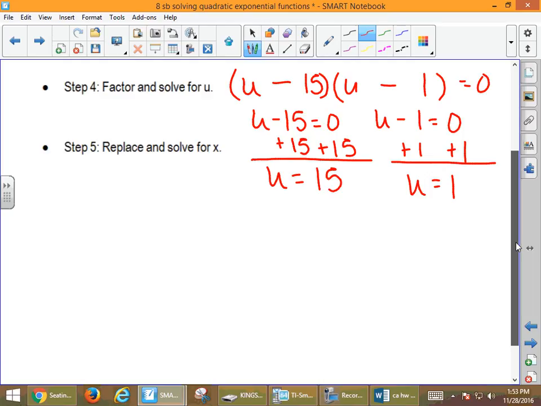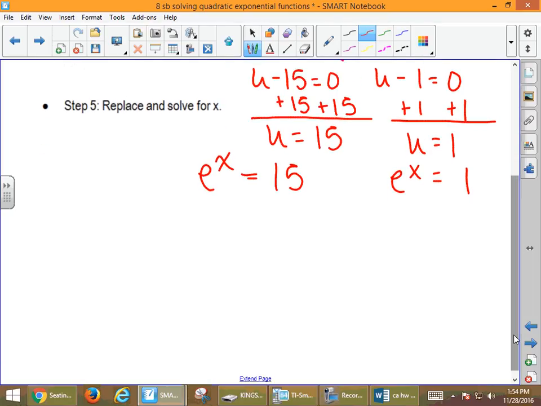Replace and solve for x here in step 5. Remember that u is being represented by e to the x. u equals e to the x. So instead of u, let's write e to the x equals 15, and e to the x equals 1. And now we're going to solve here. So that's our exponential. And because there's an e in this problem, I recommend using the natural log, but you can use the common log if you like.